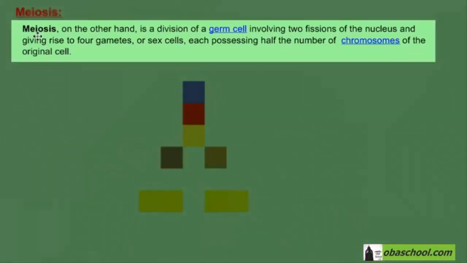Meiosis is a division of a germ cell involving two fissions or divisions of the nucleus and giving rise to four gametes or sex cells, each possessing half the number of chromosomes of the original cell.